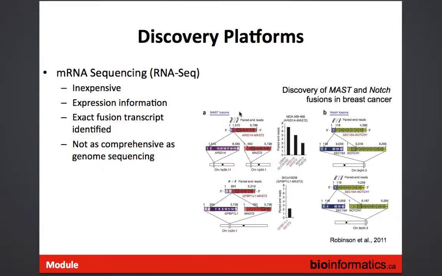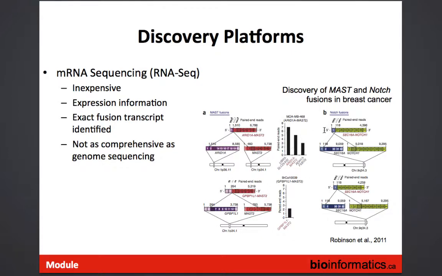And finally, what we're going to focus on mostly is mRNA sequencing. And this has the benefits of being quite inexpensive. It gives you information about the expression of the genes. You can use it to identify an exact fusion transcript sequence, although it's not as comprehensive as genome sequencing. And it was used to discover these MAST and NOTCH fusions in breast cancer.